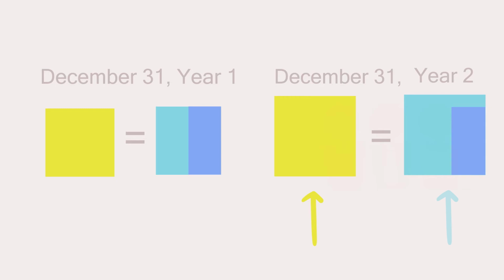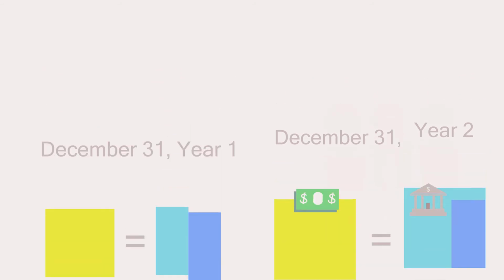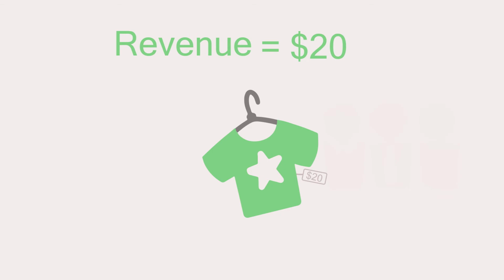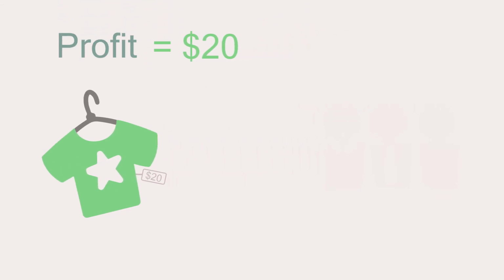Both the yellow and light blue square grew. What could this mean? Some transactions must have increased the company's assets while increasing its liabilities. Maybe they purchased materials on account and need to pay the vendor, or maybe they took out a loan. When a company earns money during its business activities, it's called revenue. When you buy a $20 shirt, the store will report $20 of revenue. Profit, however, is the sale price minus the cost of producing that shirt.